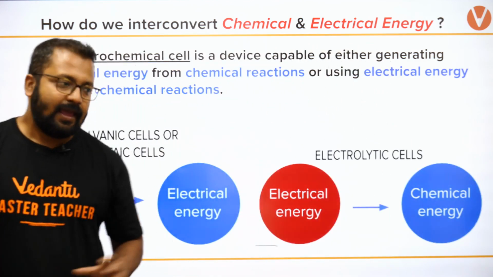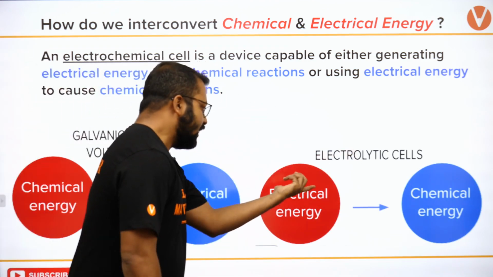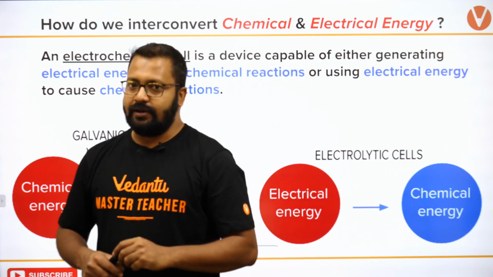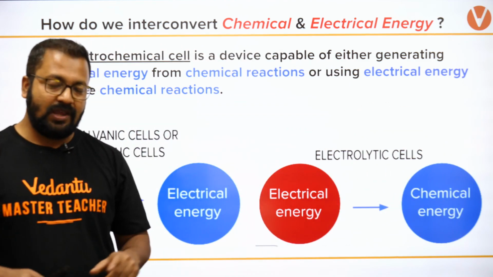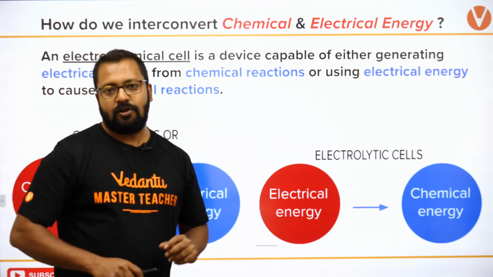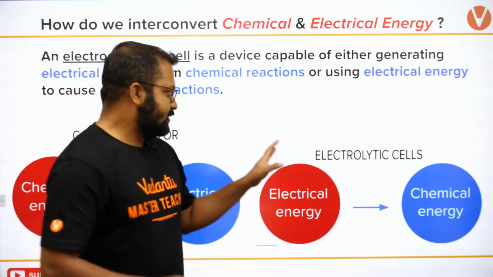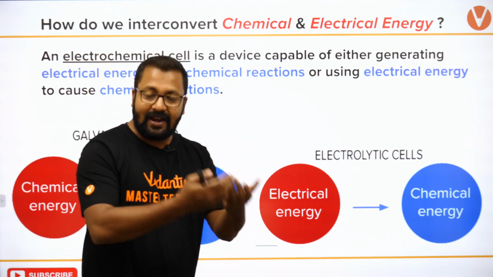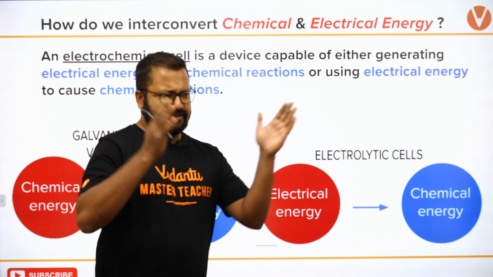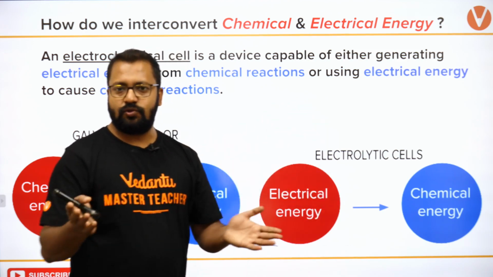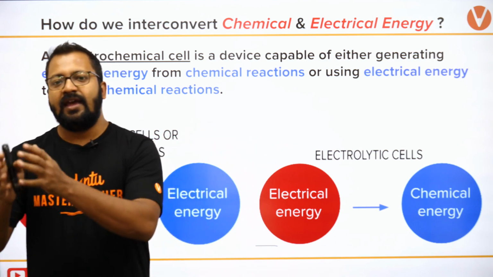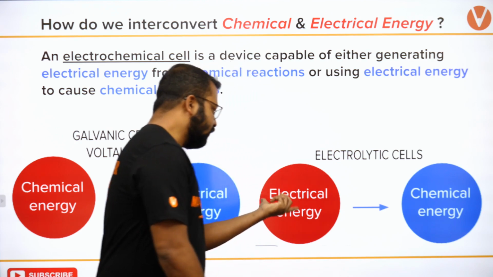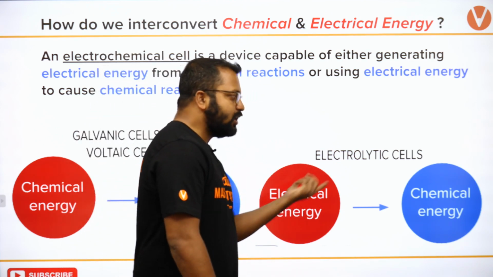Similarly, there is an electrolytic cell, where electrical energy is used to perform and obtain chemical energy. जैसे electrolysis of water, ये आपने पहले पढ़ा होगा in 9th standard और 10th standard. Electrolysis of water कैसे करते हैं? We provide electrical energy and there is a cathode and anode, और एक reaction होता है जिसमें कि हमें हाइड्रोजन भी मिल जाता है and we obtain oxygen. So electrolytic cells involve conversion of electrical energy into chemical energy.